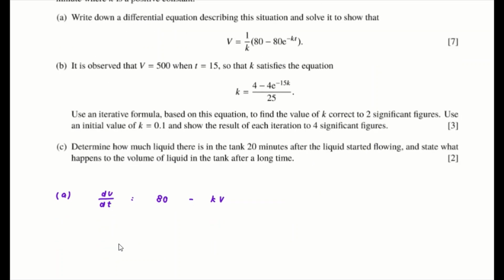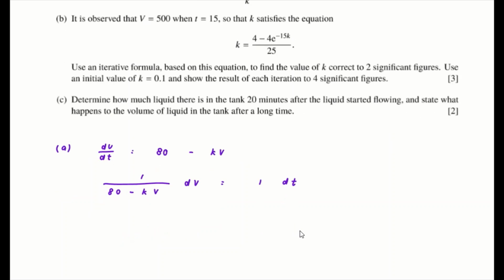Then we need to continue to solve this differential equation. I guess this will be a bit difficult because you can't split that, which means you need to bring the whole thing to the other side. I guess that's the only choice we have. So we have 1 over 80 minus kV, and dV. We can bring the dt to the other side already, so you're left with 1 dt here. Then integrate.